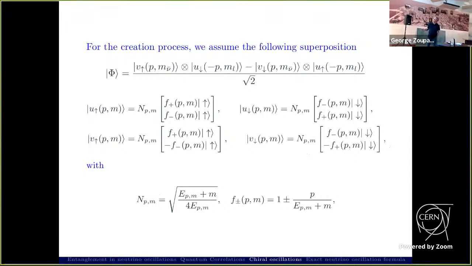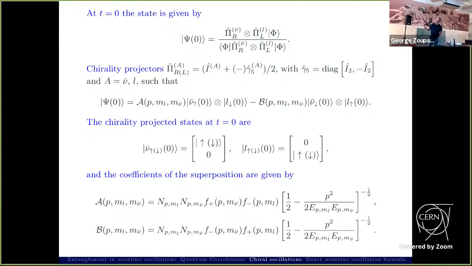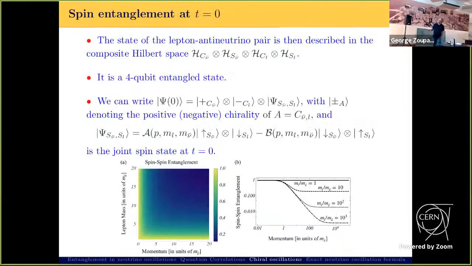Okay, so what we did here is we create a singlet state at the origin. We project, sorry for putting in the calculations, but if somebody wants to look, I wanted to have them there. We project with the chiral projectors, of course; for the lepton and the antineutrino they have opposite chiralities. And we get a four-qubit entangled state. Initially, this is entangled only in the spins.